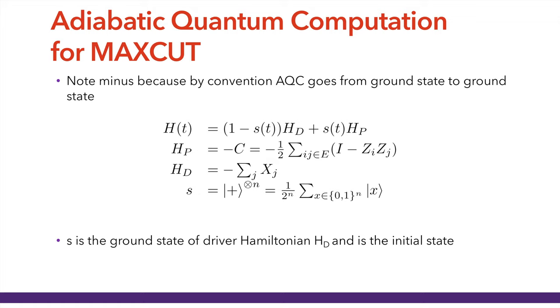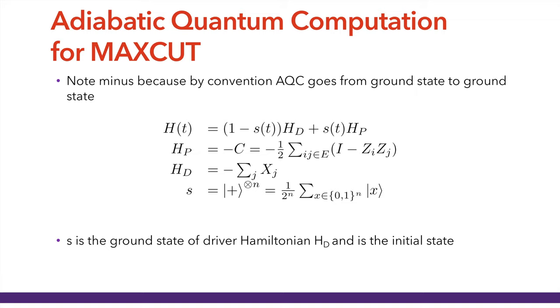So how do we apply it for max cut? Our problem Hamiltonian is the Hamiltonian we've already seen, I minus Z_i Z_j, and our simple initial Hamiltonian is going to be the transverse field, which is Pauli X on each qubit, the same as our mixer Hamiltonian in QAOA.